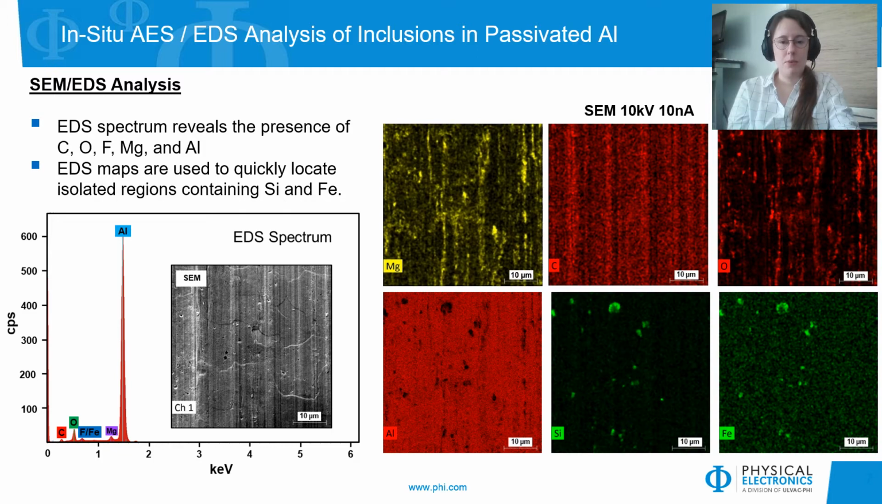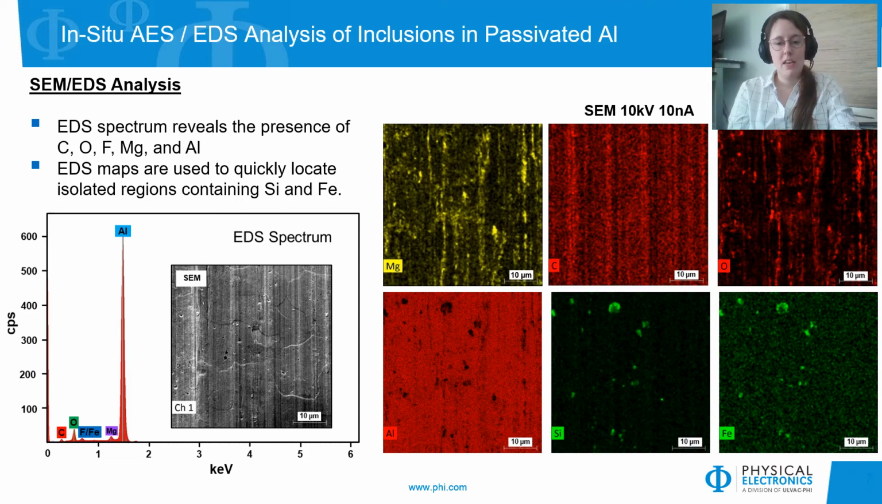This is an example of a titanium passivated aluminum surface. And we can see here, we start out with EDS analysis. And the reason we do this is because EDS takes very fast maps. So we can quickly locate regions of interest on our sample surface and get spectrum in a timely manner. So here we have the SEM image and the corresponding EDS spectrum from the SEM image.